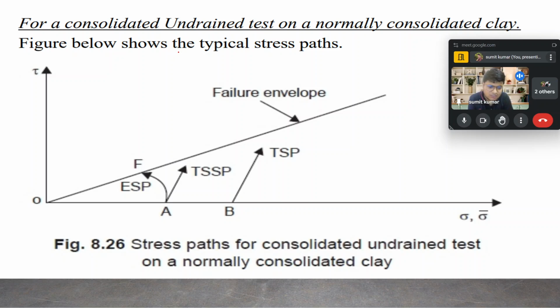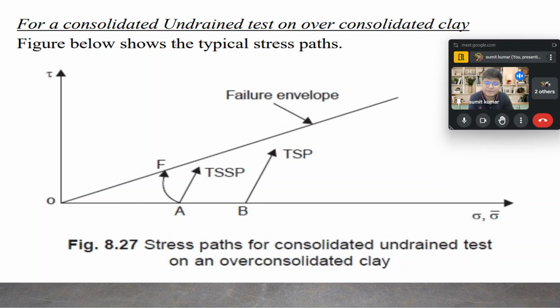So the stress path for the consolidated undrained triaxial test for normally consolidated clay is represented in this fashion. Now you can see another figure in which the consolidated undrained test on over consolidated clay is represented, and the failure envelope is again shown, and the figure shows the TSSP, ESP and TTSSP curves as below.